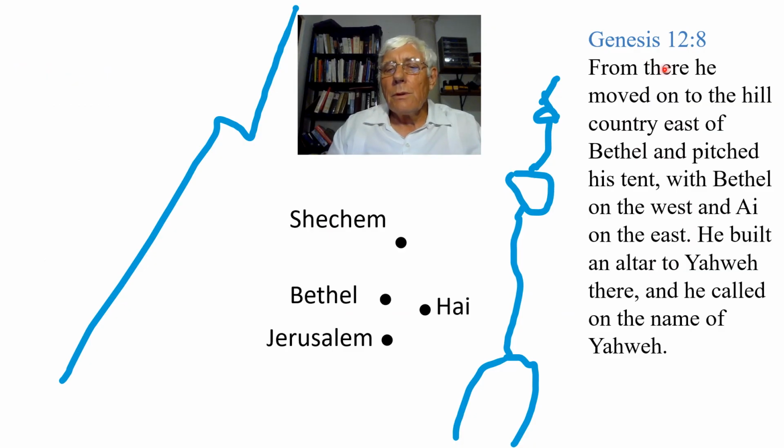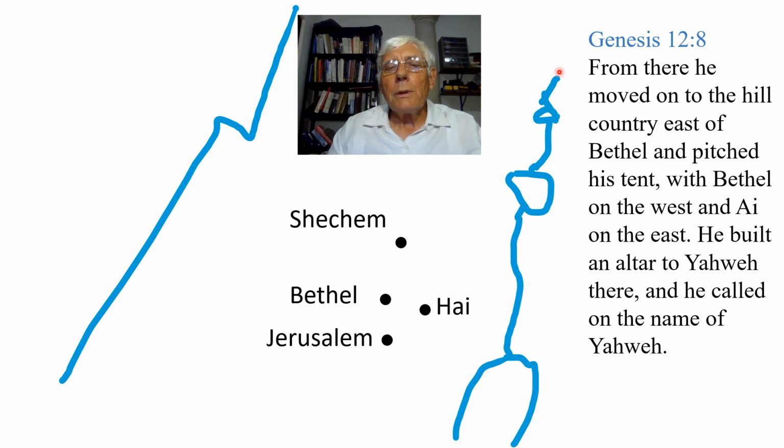And we'll do this study in the context of what happened in Genesis 12. And here we are in Genesis 12:8. From there, he moved on. This is Abraham. He moved on to the hill country east of Bethel, pitched his tent with Bethel on the west and Ai on the east. He built an altar to Yahweh there, and he called on the name of Yahweh.